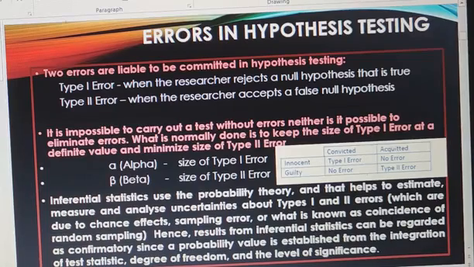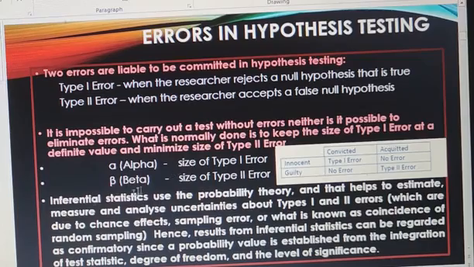It is impossible to carry out a test without errors, neither is it possible to eliminate errors. What is normally done is to keep the size of type I error at a definite value and minimize the size of type II error. Alpha, size of type I error. Beta, size of type II error.